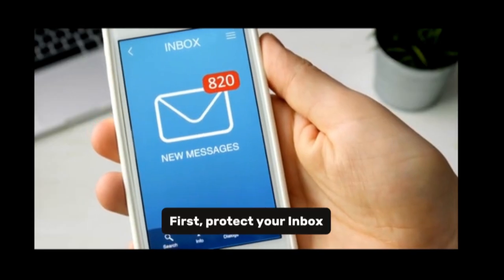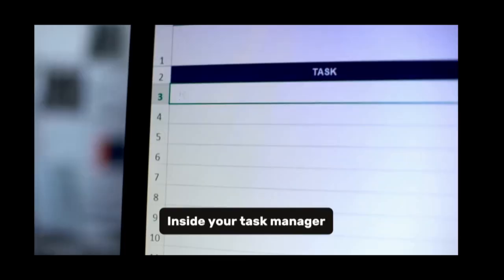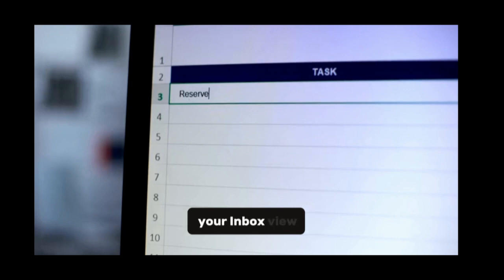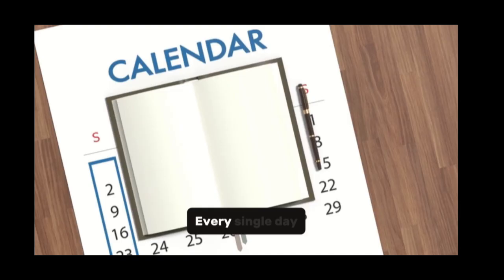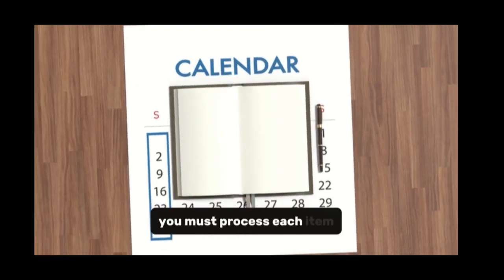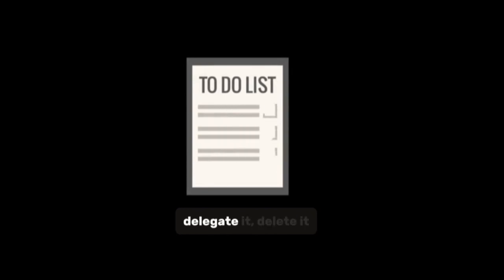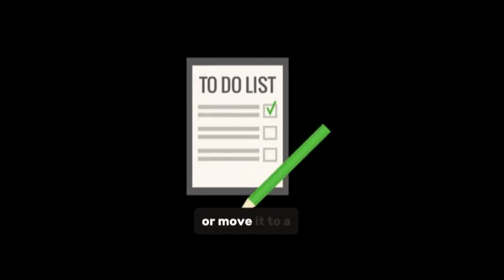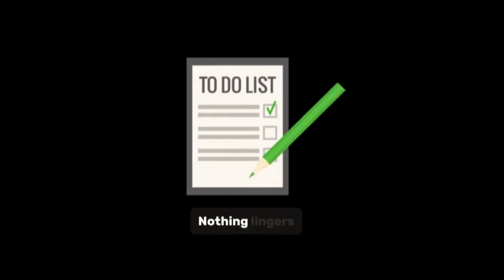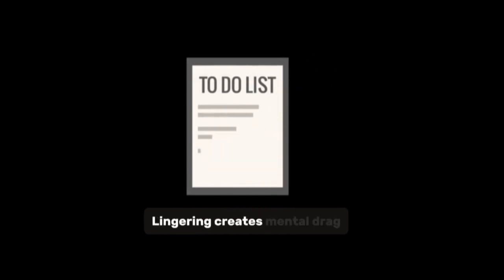First, protect your inbox. Inside your task manager, set one simple rule for your inbox view. No task stays there for more than 24 hours. Every single day, you must process each item. Either schedule it, delegate it, delete it, or move it to a someday list. Nothing lingers. Lingering creates mental drag.